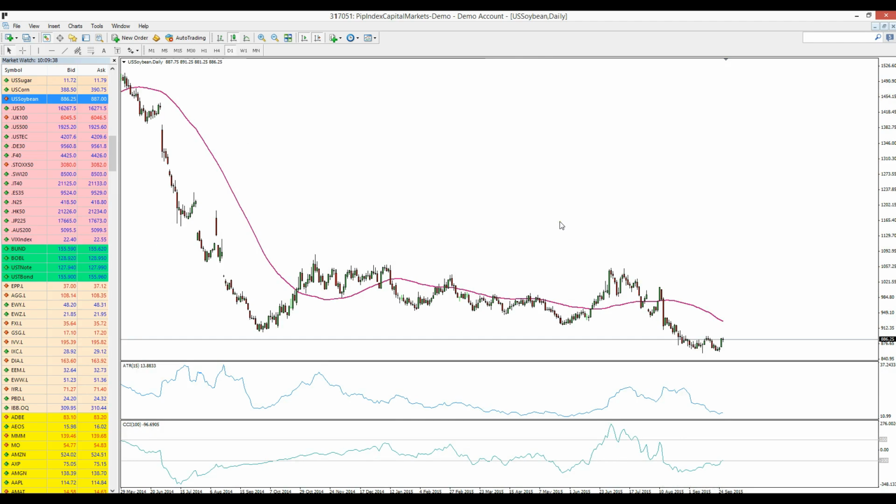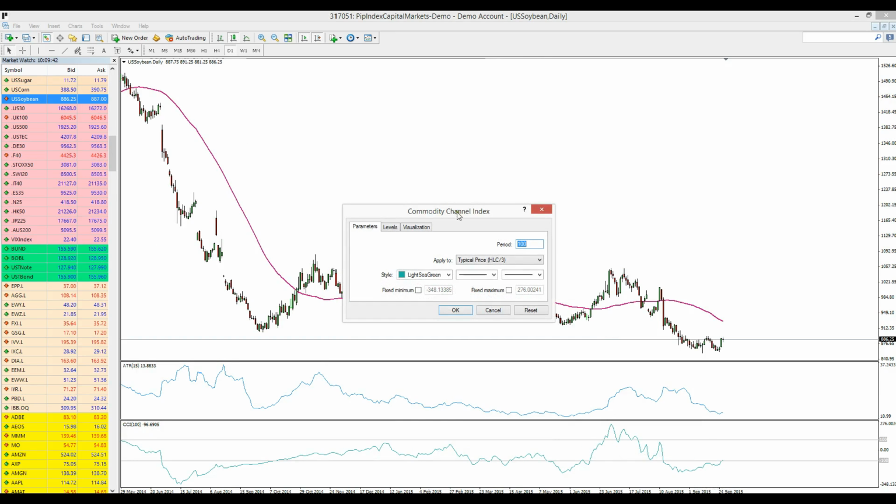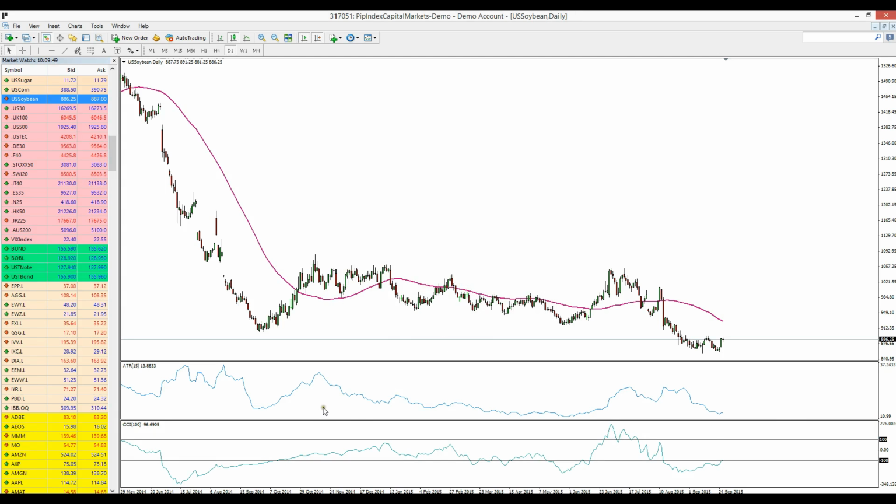Okay, now what we're looking at, guys, is the daily chart of soybean. Okay, and I just want to thicken one of the lines here to make it more visible. Okay, so what we're looking at, guys, is the commodity channel index, the average true range, and the chart overlaid with a 55-day exponential moving average. Okay, now let's talk about all these together and what they can mean.